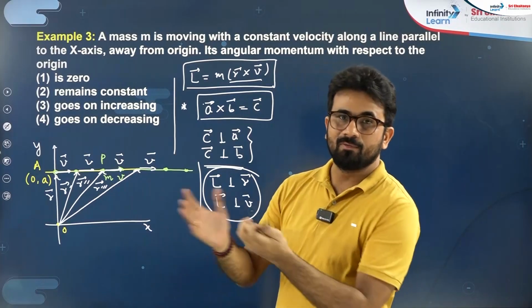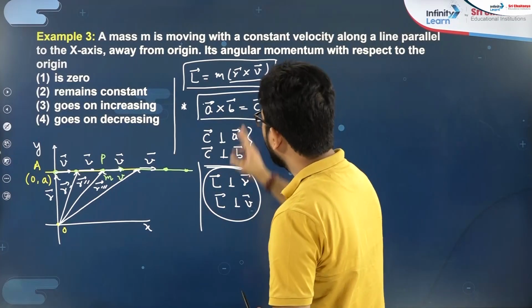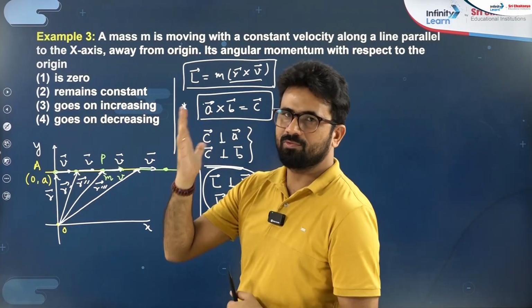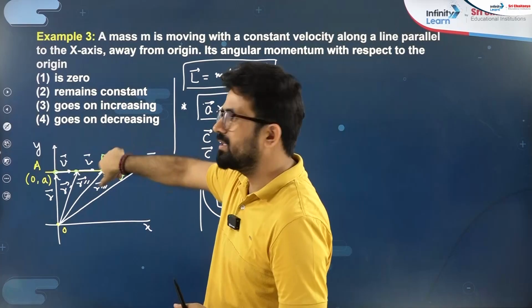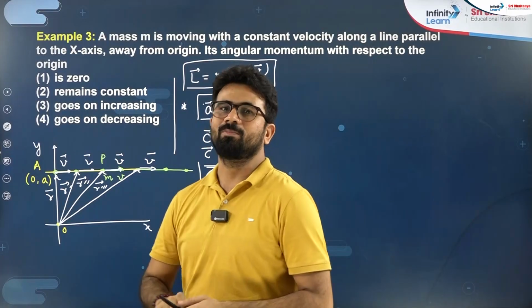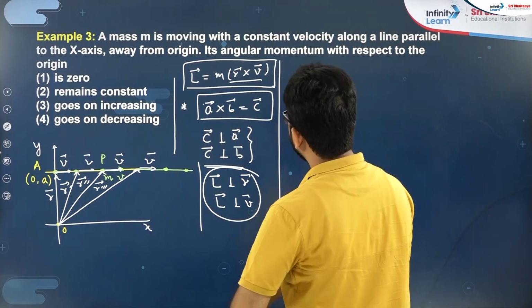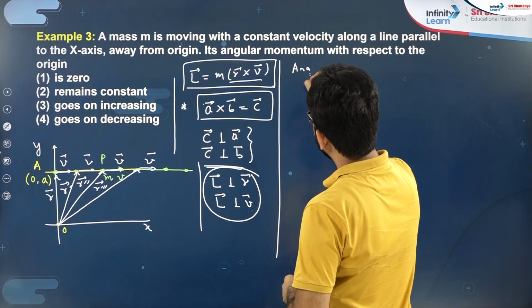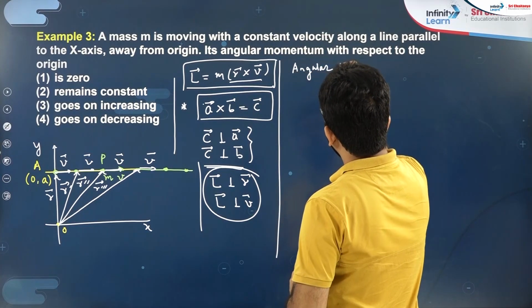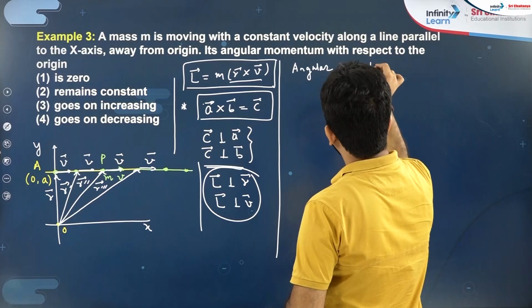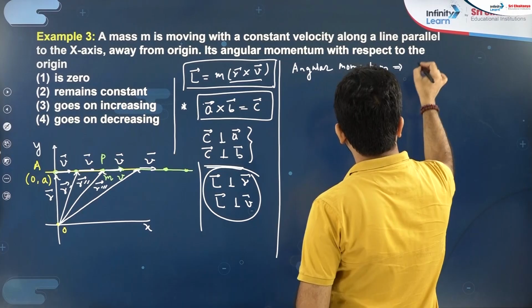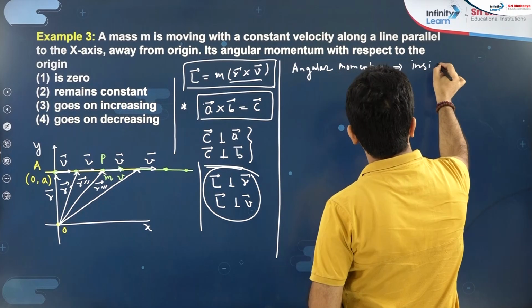Perpendicular, with direction outward or inward. So it is very simple: R cross V cross product, we use the right-hand thumb rule. So R cross V is actually into this plane. That means from this observation we are understanding that the angular momentum is inside the plane.